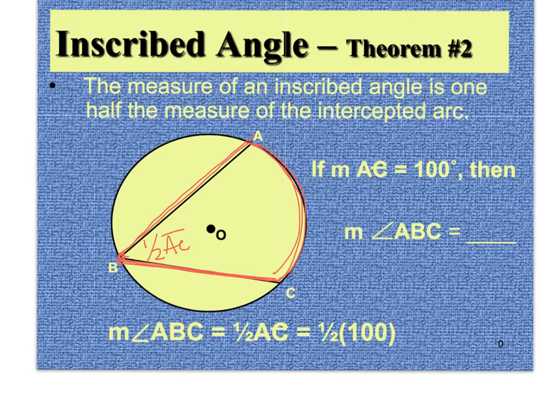So if the measure of arc AC is equal to 100, then what is the measure of angle ABC? Well, it's 1/2 the measure of its arc, so that is 50 degrees.